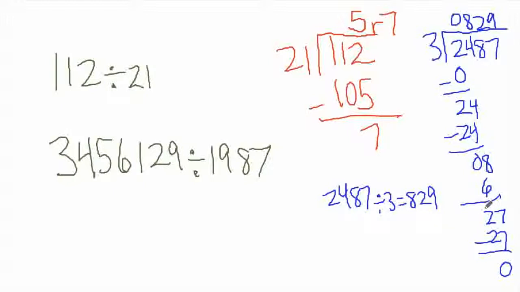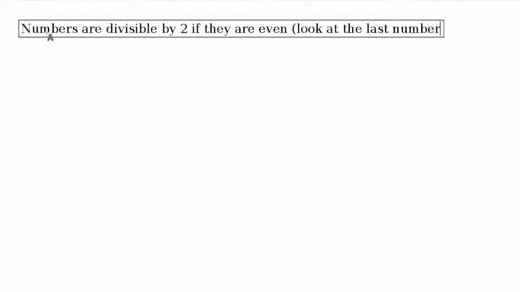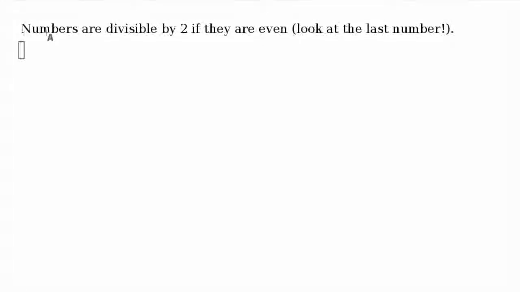All right. Now, will you have a remainder? Is there an easy way to find out if you have a remainder? For division by some digits, there are some quick and easy ways to see. All right. So, for example, numbers are divisible by 2 if they are even. Look at the last number. Okay, let me show you what I mean by that.